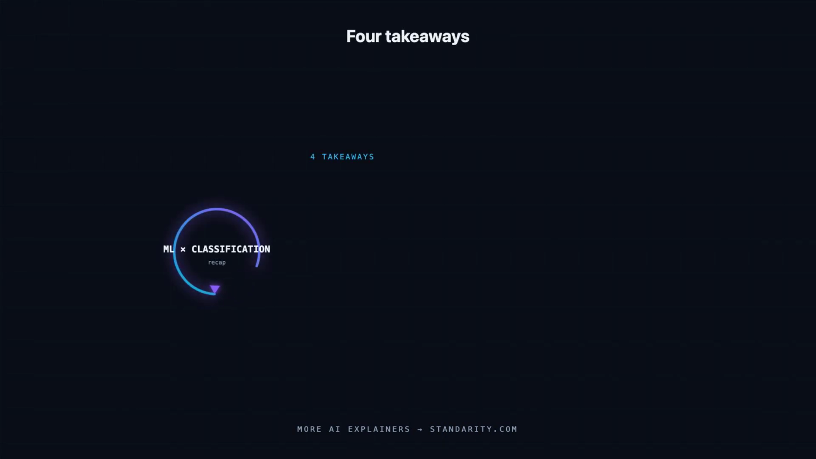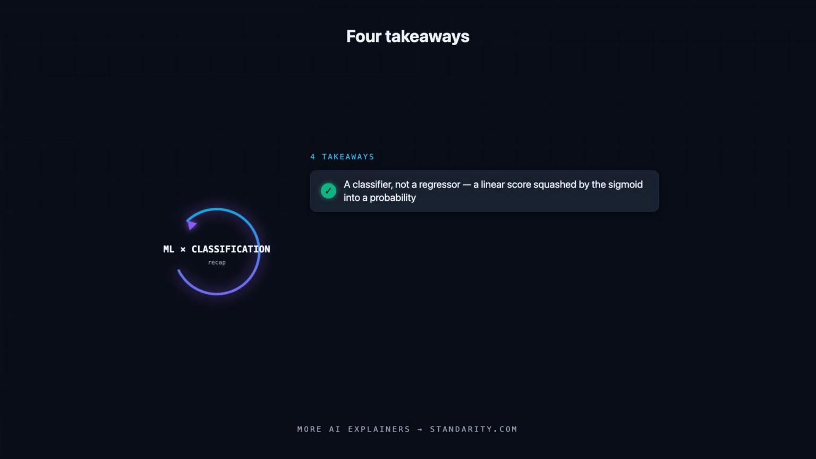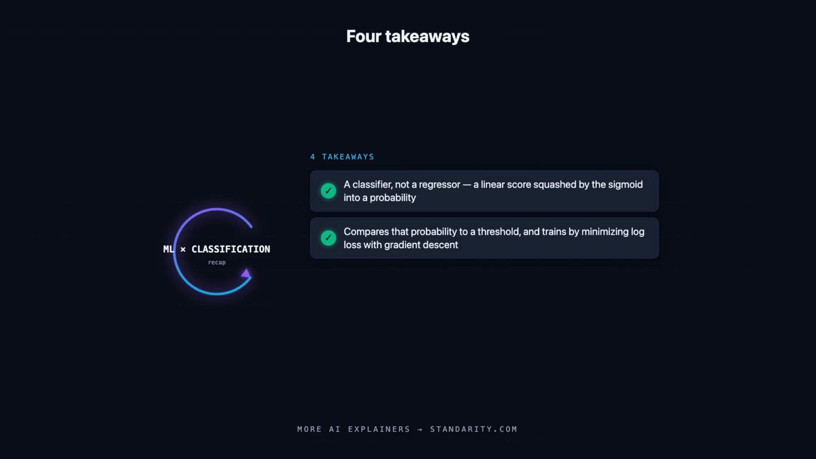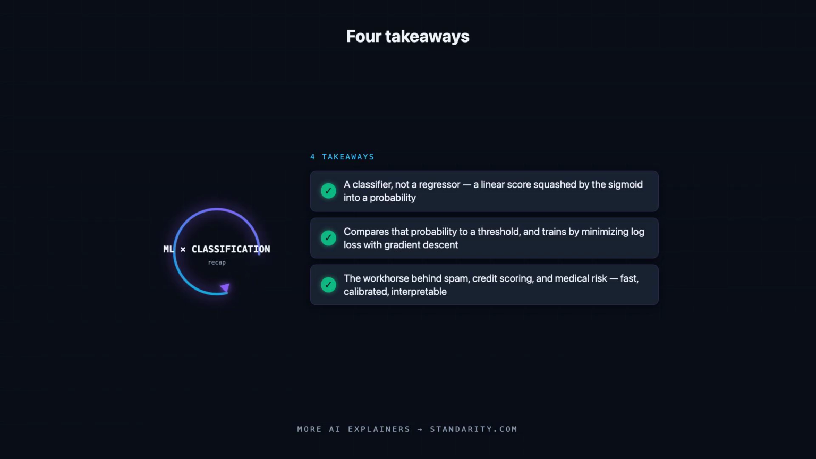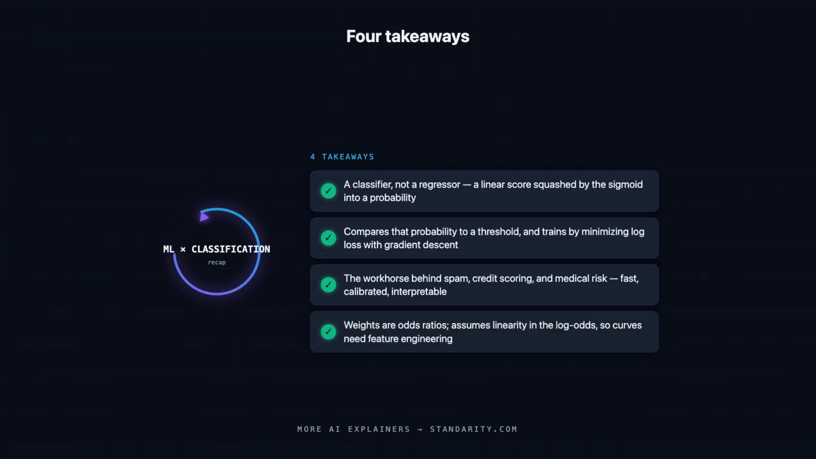All right, let's lock in what matters. Despite the name, logistic regression is a classifier that pushes a linear score through the sigmoid to output a probability between 0 and 1. It compares that probability to a threshold to pick a class, and it is trained by minimizing log loss with gradient descent, not squared error. It is the workhorse binary classifier behind spam filters, credit scoring, and medical risk because it is fast, calibrated, and its weights read as odds ratios. Its limits mirror linear regression. It assumes a linear relationship in the log odds, so curved boundaries need feature engineering.